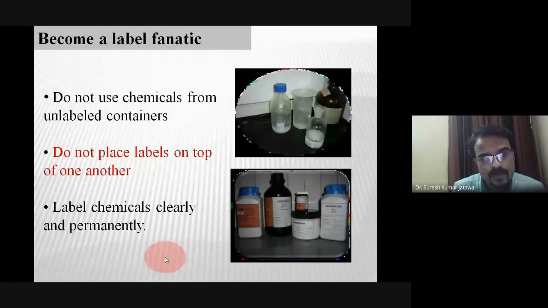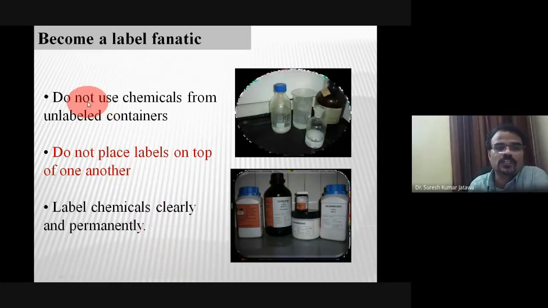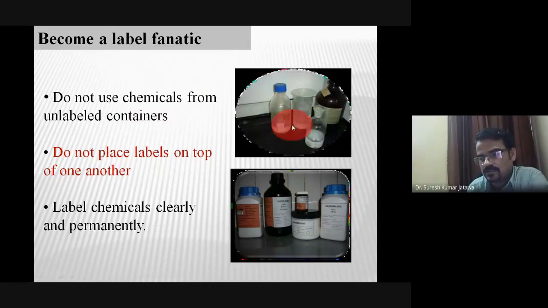Once you are going to prepare a solution, please remember three things. Do not use chemicals from unlabeled containers like this, because these are mysterious solutions. You don't know what is in them. So do not use chemicals from unlabeled containers. Do not place labels on top of one another. Label chemicals clearly and permanently.